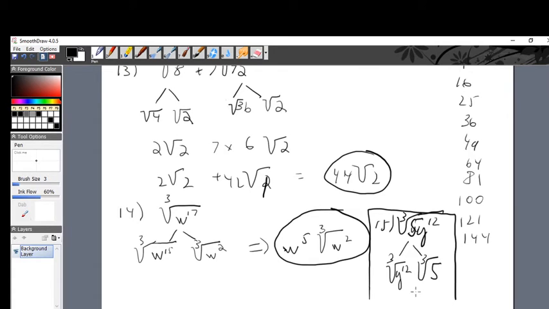What is the cube root of y12? Answer, 12 divided by 3, which is y to the 4. And then the leftover, cube root of 5, there's nothing I can do about it. And here's the final answer. That's problem number 15 for our review.